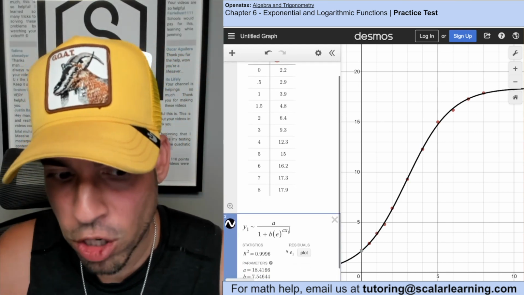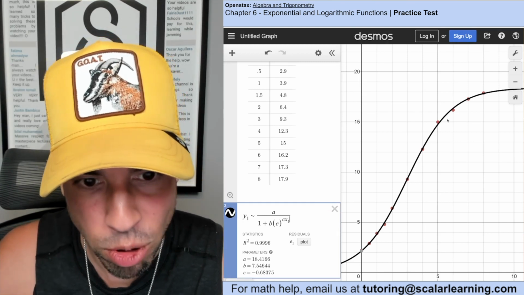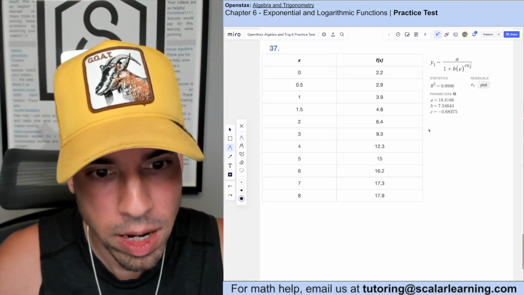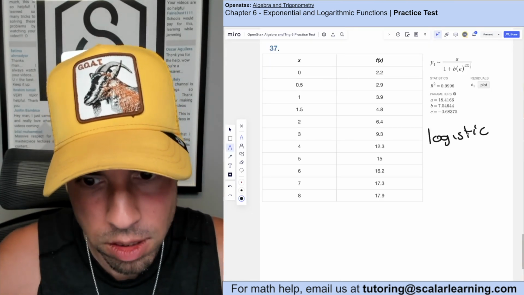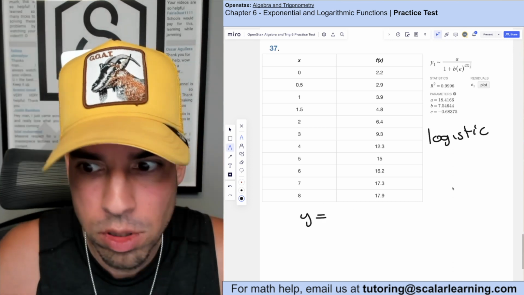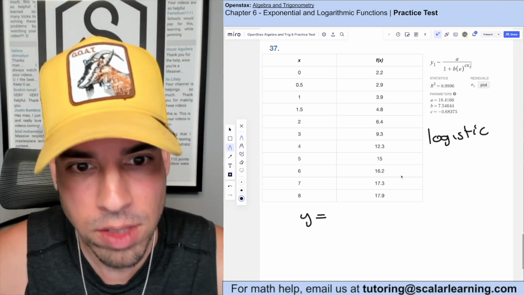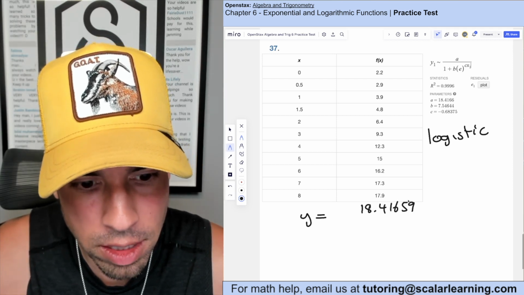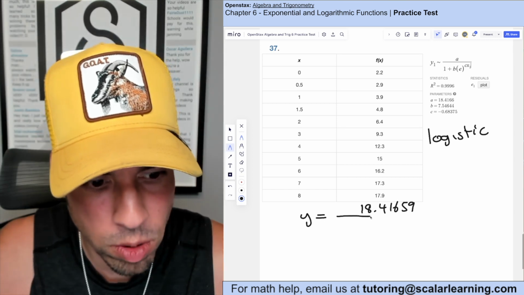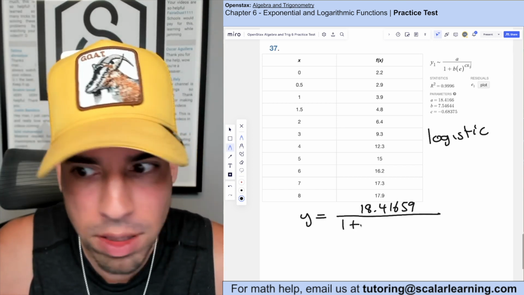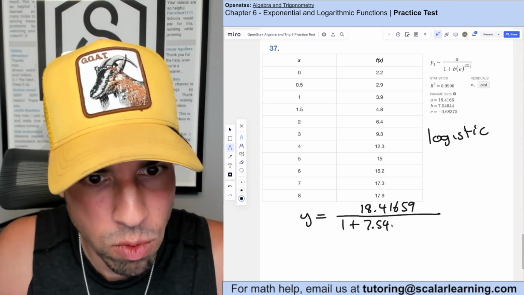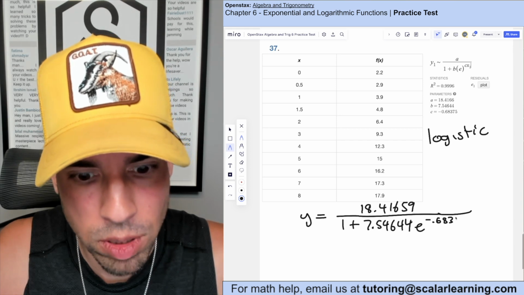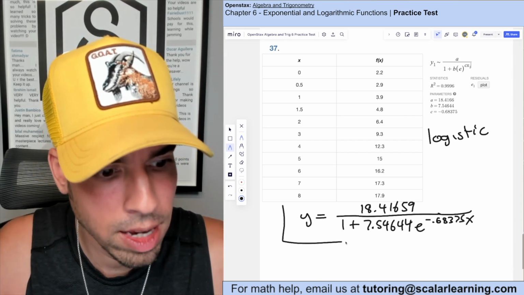So here's how we run the regression for a logistic model. And look how nice and perfect that looks. So here are the constants for the logistic model, so let's write them now. So as I mentioned, we are choosing logistic for this, and then now let's write it out. Y equals, my a value is this, but they want it to 5 decimal places, so it's just 18.41659. It just only rounded to there in Desmos, but that's what it actually is. And then we have 1 plus 7.54644 e to the negative 0.68375 times x, and that's how you do it.